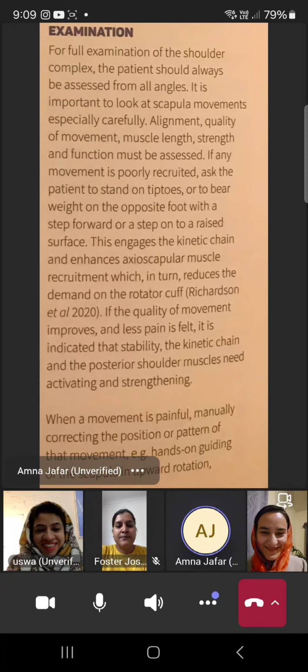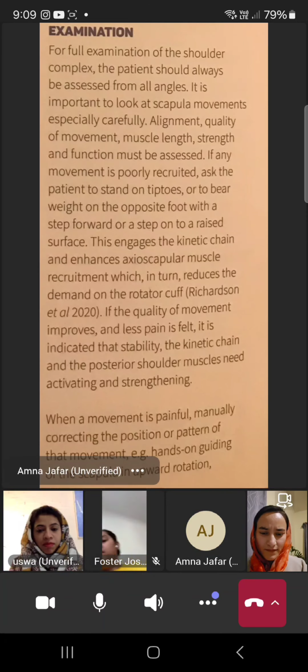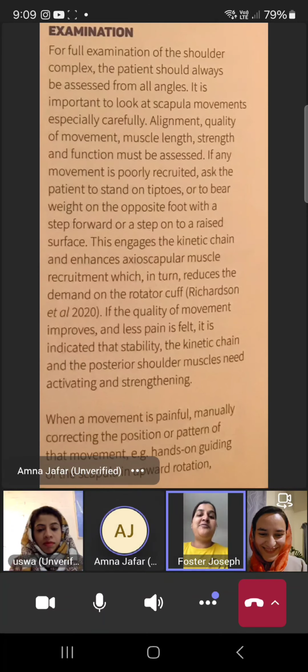If any movement is poorly recruited, ask the patient to stand on tiptoes or to bear weight on the opposite foot with a step forward or a step onto a raised surface. Foster, do you mind showing us this position? Yes, with pleasure.